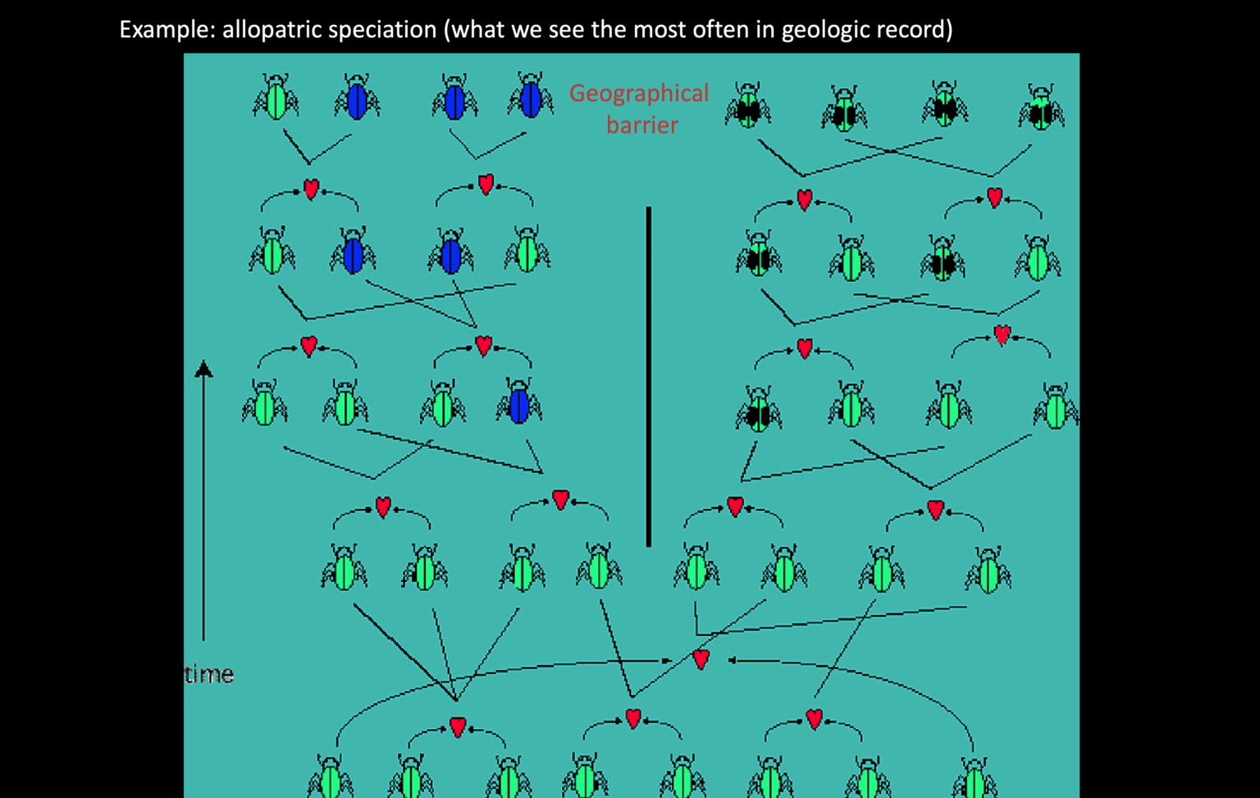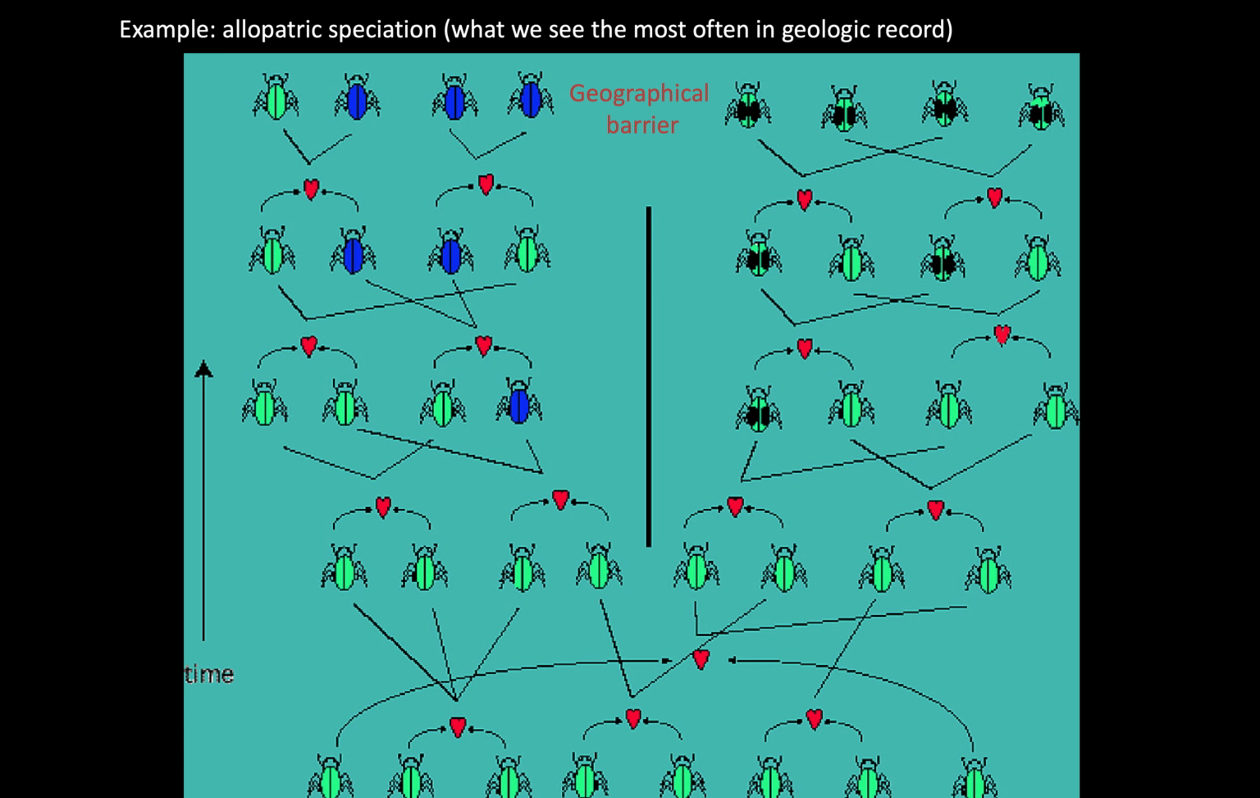Now, allopatric speciation. This is what we see in the fossil record. Not because it happens more often necessarily, but because it's really hard to see sympatric speciation when organisms are in the fossil record. You can imagine fossilized frogs no longer sing. All right. So here is allopatric.